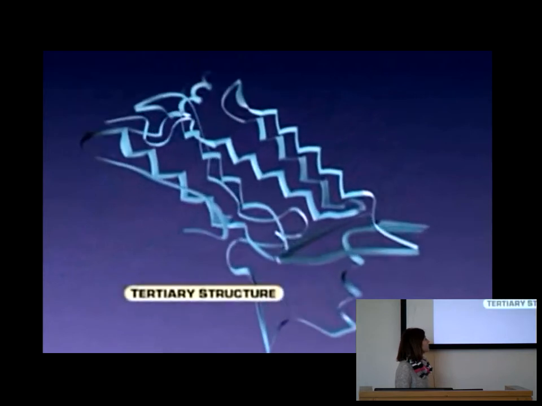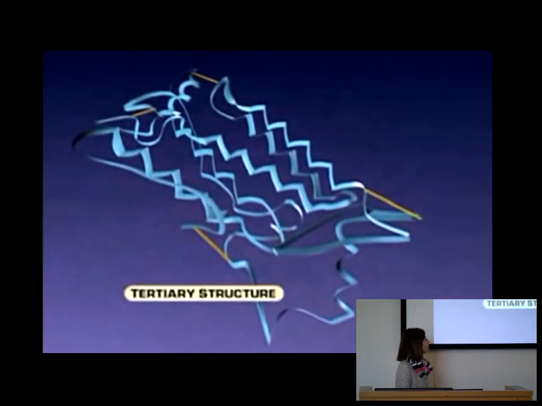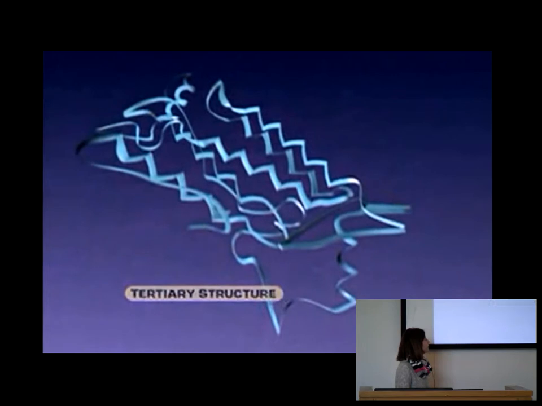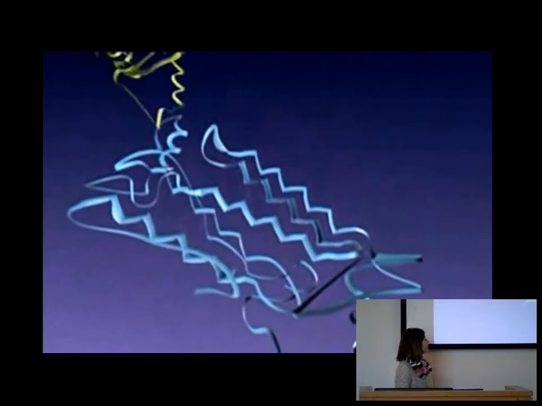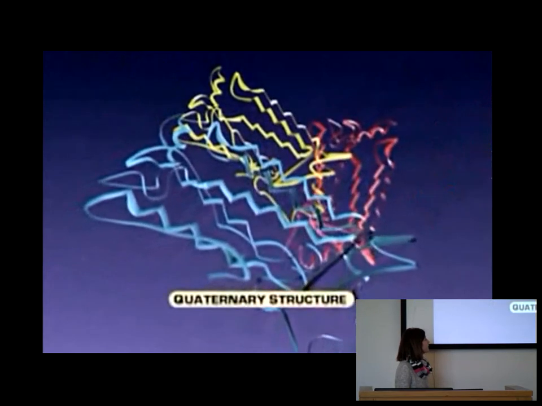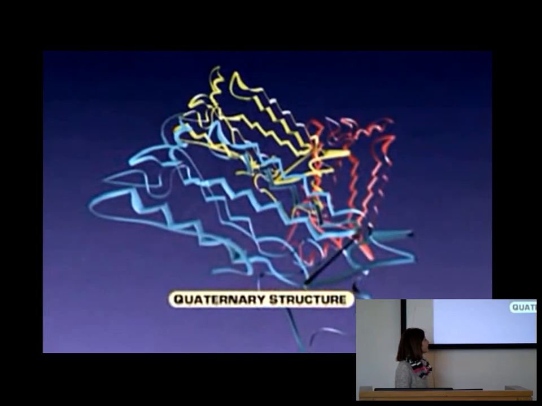The tertiary structure is formed by interactions between side chains of various amino acids. At this stage, some proteins are complete. Other proteins incorporate multiple polypeptide subunits, creating what is known as the quaternary structure.